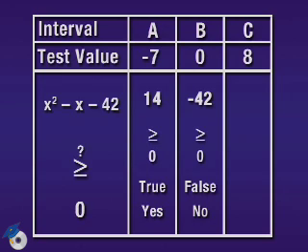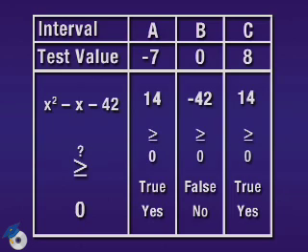And finally, for interval C, if we substitute 8 in for x, we'll have 64 minus 8 minus 42, which gives us 14 bigger than or equal to 0, which is indeed true. So yes, x squared minus x minus 42 is greater than or equal to 0 in interval C. Now that's what we wanted to find, is where we have yeses.